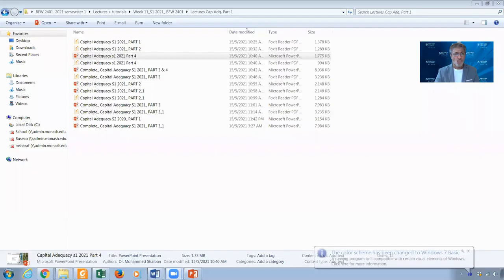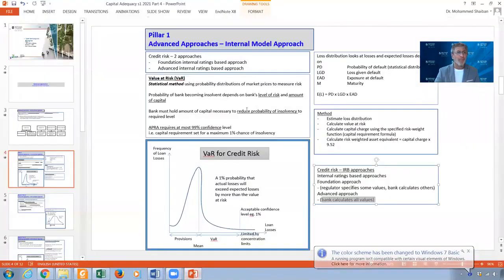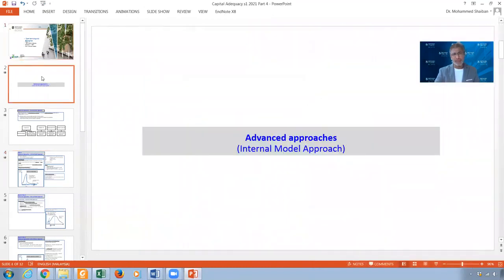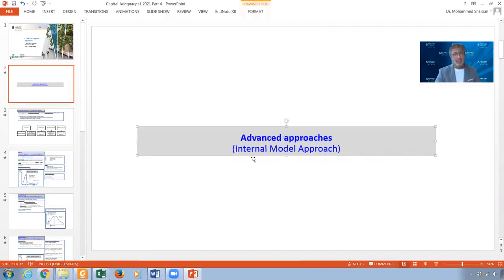So let me now share. So here, we are talking about the advanced approach or internal approach. We call it the advanced approach, and we call it also internal models, because whether we are talking about advanced approaches or the internal model approach, we are actually departing from the tables or the standardized model.